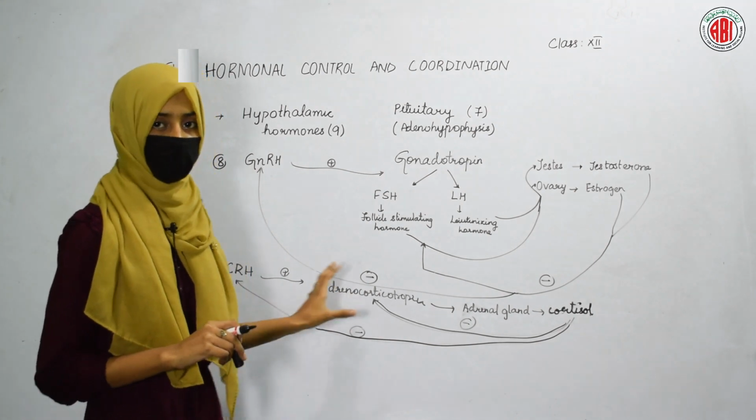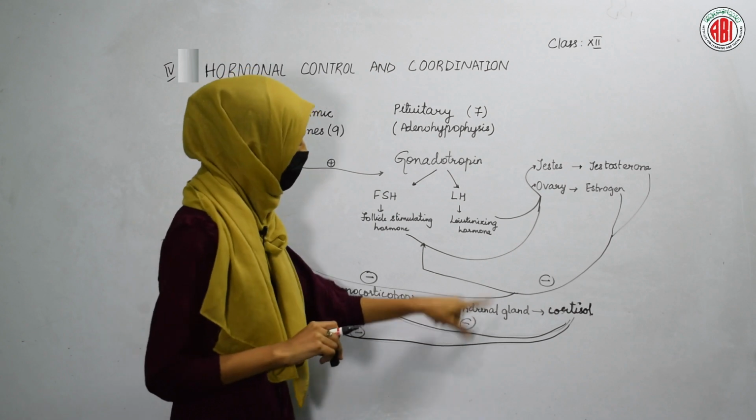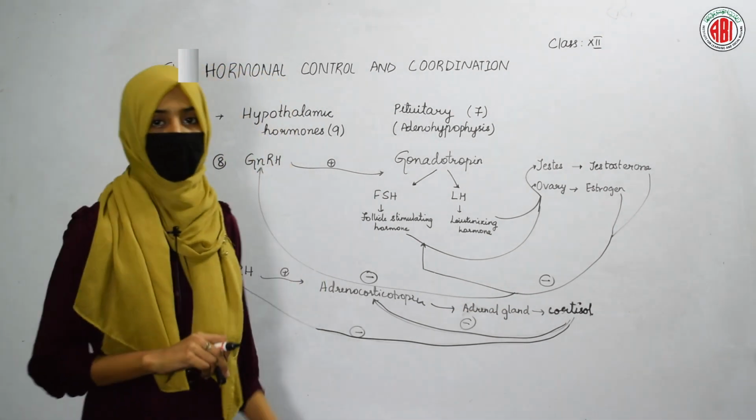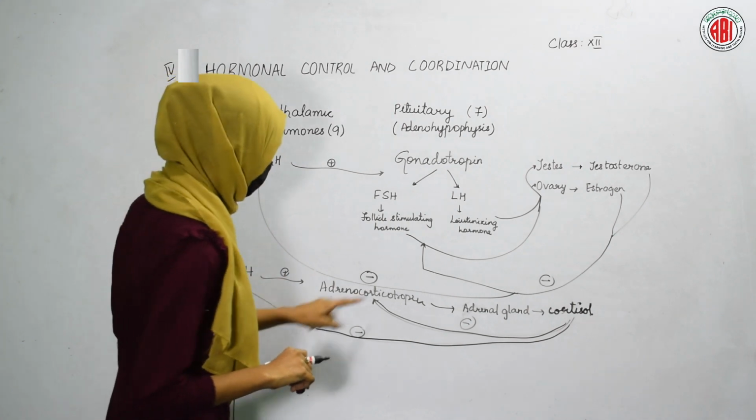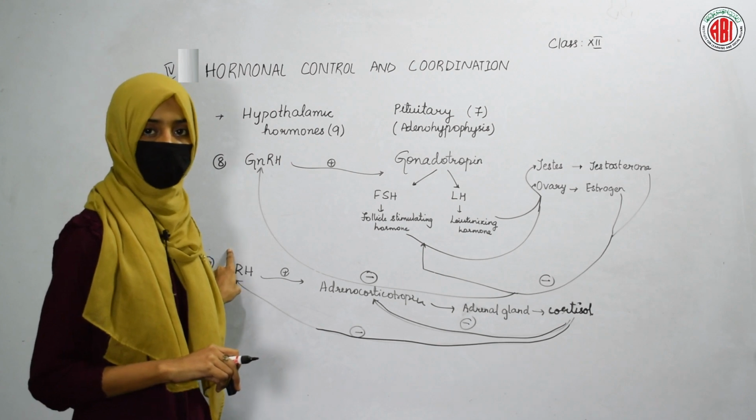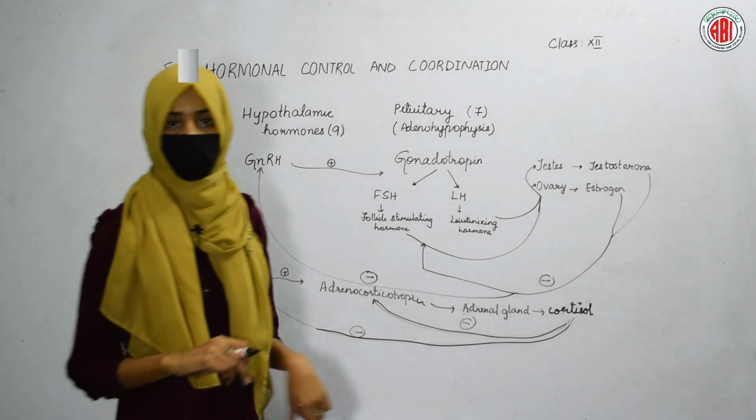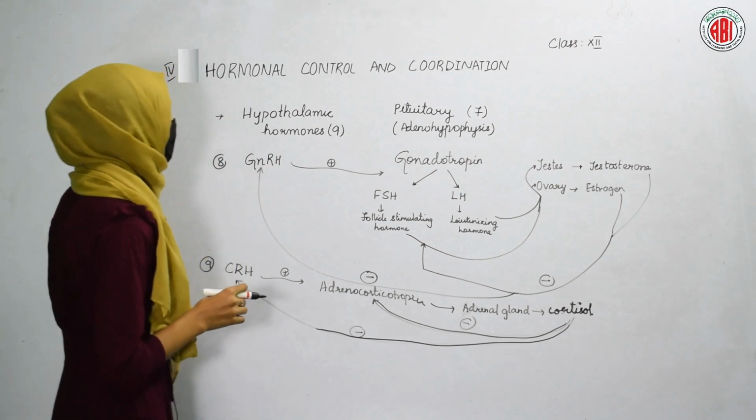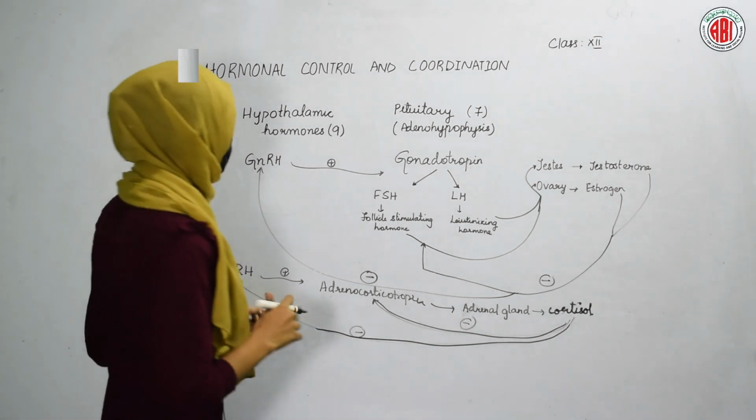This hormone reaches our adrenal gland. When it reaches our adrenal gland, it stimulates the adrenal gland to release one more hormone, that is cortisol. And cortisol is a hormone that acts as an inhibiting hormone, and it shows the negative effect on adrenocorticotropic hormone and also on corticotropin releasing hormone. So in the last three cases, we do not require any inhibiting hormone, as the different hormones themselves act like an inhibiting hormone.